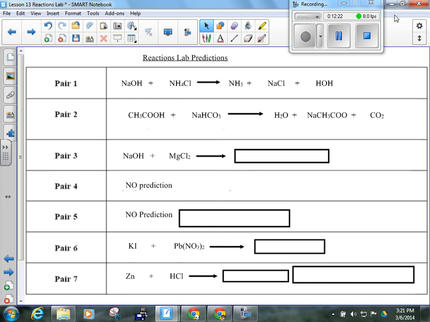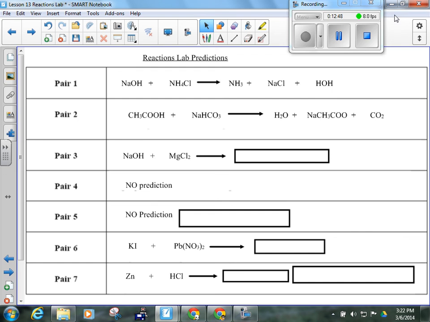Now, the reason that this one doesn't go quite the way a double replacement reaction goes is because it is an acid-base neutralization. Okay, sodium hydrogen carbonate is a base. Acetic acid is obviously an acid. When they react, always a salt and water are produced, but sometimes also a gas. And in this case, that gas is carbon dioxide. All right, so we have to be aware that's what happened.